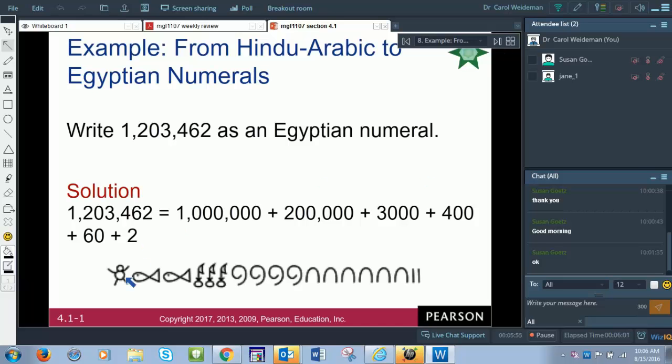And the symbol for 1,000 was the astonished person. And then the 100,000 was a tadpole or a whale, and we've got 2 of those. And we have 3 lotus flowers, right here, 3 lotus flowers, 4 scrolls, and then the heels.